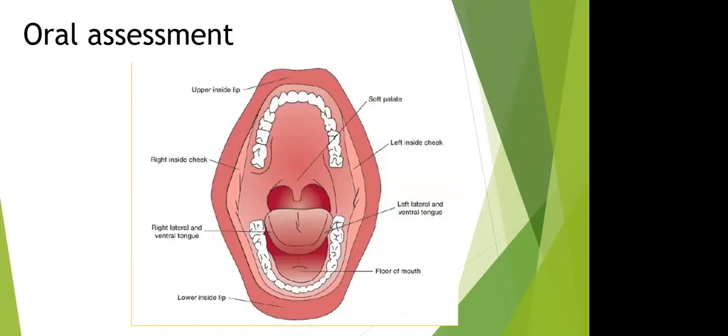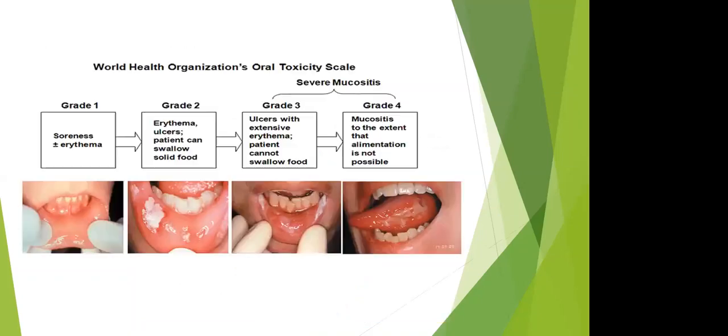Oral assessment. In oral assessment, we can appreciate in this diagram that we have to see the full open mouth, the inside of the upper lip, the inside of the lower lip, the soft palate, the lateral and ventral aspects of the tongue, and the right and left sides of the cheeks from inside, and the floor of the mouth. These diagrams show the mucositis of different grades: grade 1, then grade 2, then grade 3, and then grade 4.